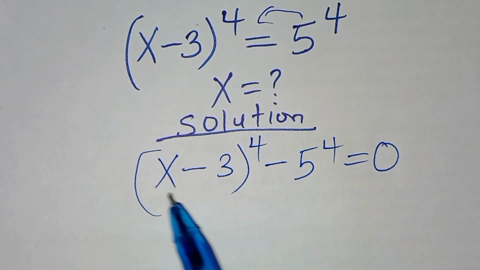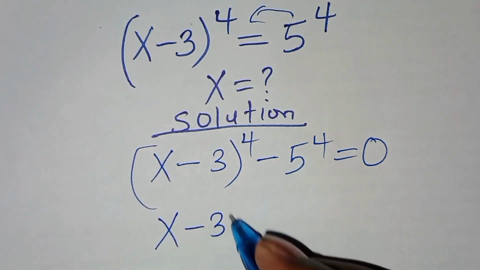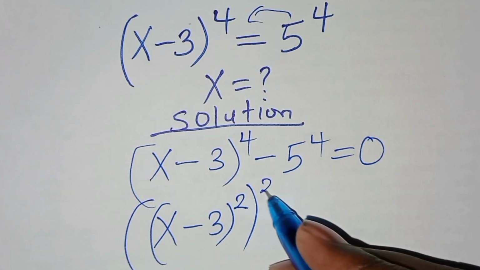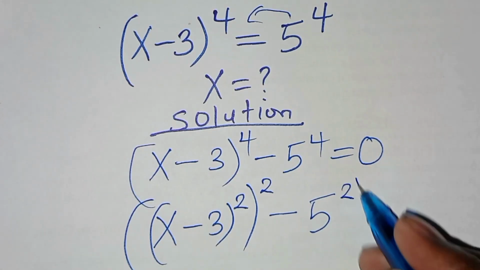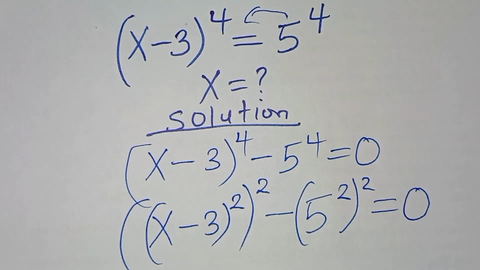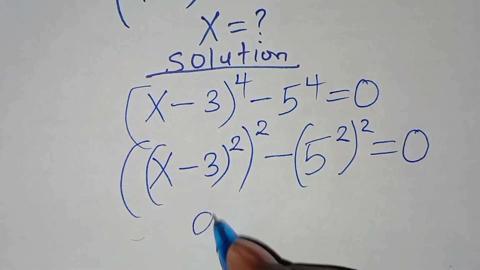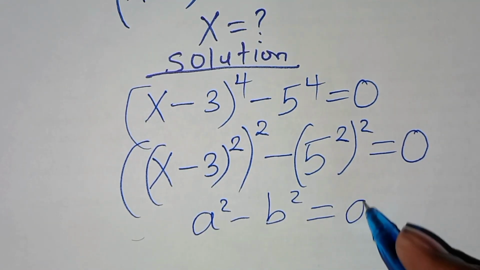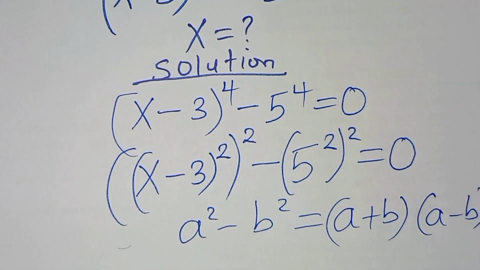Next step here, we can express (x - 3)^4 as ((x - 3)^2)^2. Again, this raised to power 2, subtract 5^4, can be expressed as (5^2)^2. This is equal to 0. Now, you find that this is in the form of a squared minus b squared, which we can express as (a + b)(a - b).